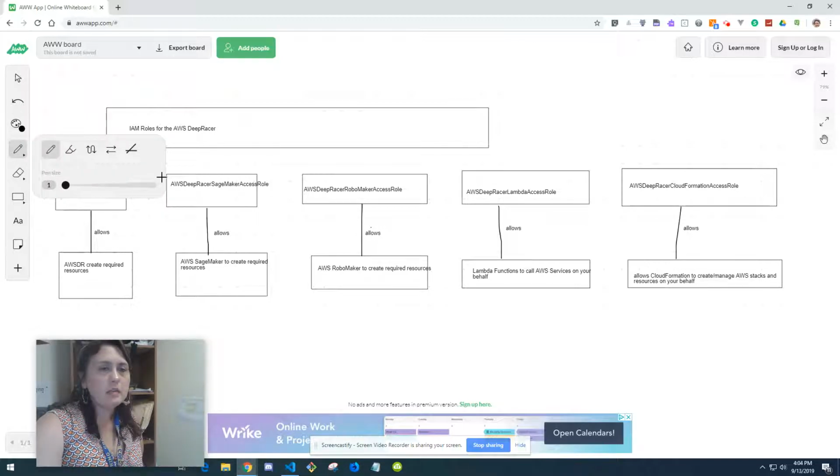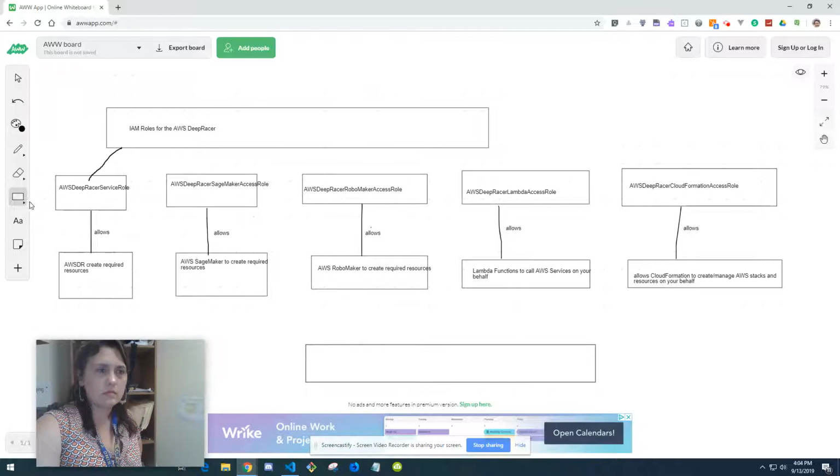So there are 5 IAM roles that are used for AWS DeepRacer. One is the DeepRacer service role, and what it does, it allows AWS DeepRacer to create required resources and access AWS resources on your behalf, which is all of them. That's all of them that say that. So let's go ahead and make that last box: access AWS services on your behalf. So I'm going to go ahead and draw that line.